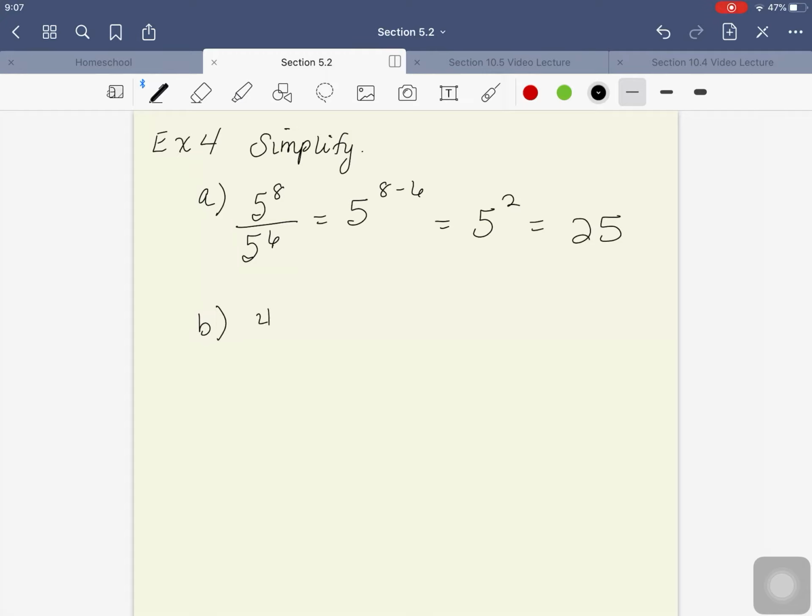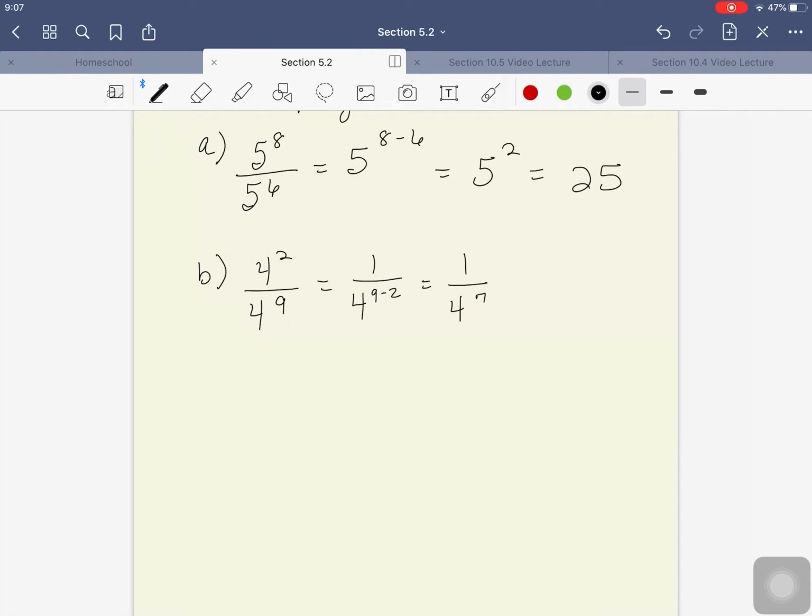All right, 4 to the 2nd over 4 to the 9th. All right, so now there are two ways you can look at this. The way I like to do it is your larger exponent determines where you will do your subtraction. So I can't take 9 from 2, but I can take 2 from 9. So I'm going to write this as 1 over 4 to the 9 minus 2, which would be 1 over 4 to the 7th. 4 to the 7th, that would be a really big number, so I'll just leave that as 1 over 4 to the 7th.